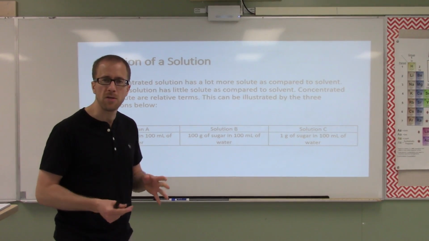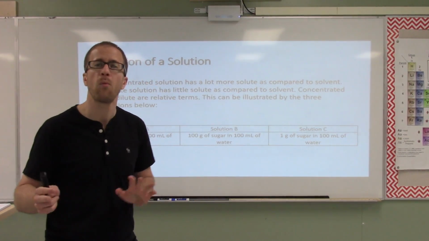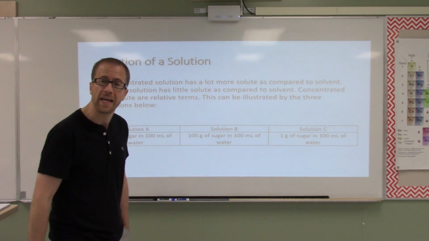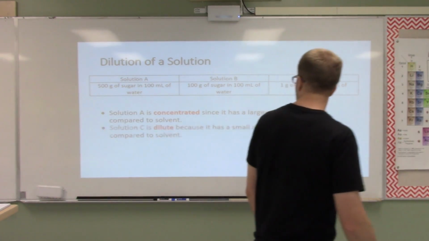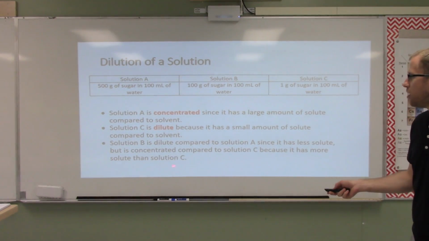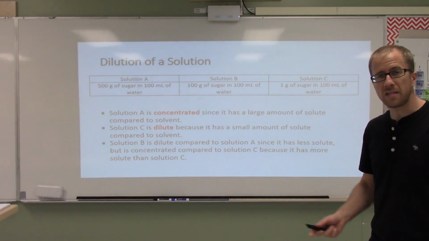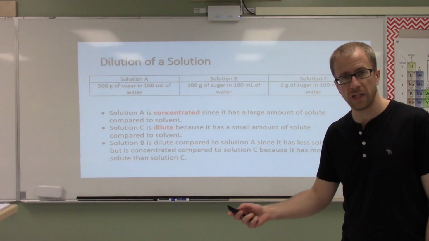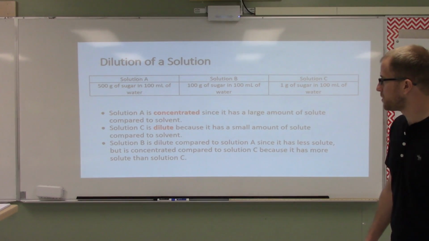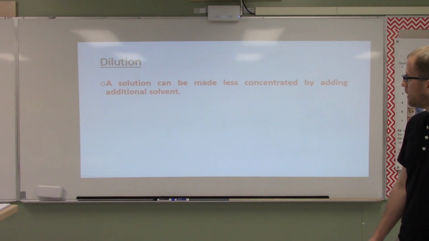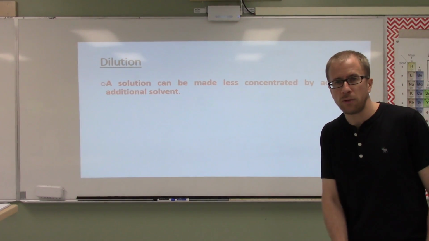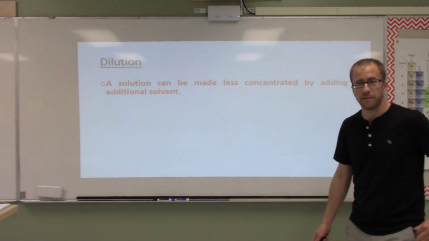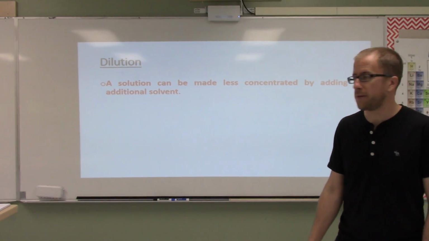So again, these terms I'm going to be using, dilute versus concentrated, these are somewhat relative terms and relative to something else. So again, A is concentrated, C is dilute. Now solution B would be considered dilute compared to solution A, and it would be considered concentrated compared to solution C. So these are relative terms. Now how can we make a solution less concentrated? Well, we can add solvent. Super easy way to make it less concentrated.